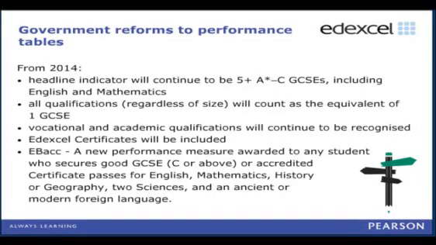Okay, there will be performance tables. You might be interested. It'll still be the 5+ A stars to C of the GCSEs, including English and Maths. All qualifications will be equivalent to 1 GCSE. The vocational and academic qualifications will continue to be recognised. Edexcel certificates will be included. And there's an E-Bacc, which is a performance measure, and you can see if they get C or above, or an accredited certificate for English, Maths, History or Geography, the sciences, and an ancient or modern foreign language. GCSE Psychology is classed as an additional science, which is perhaps of interest.